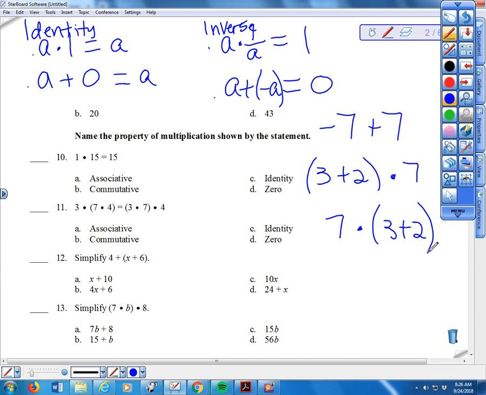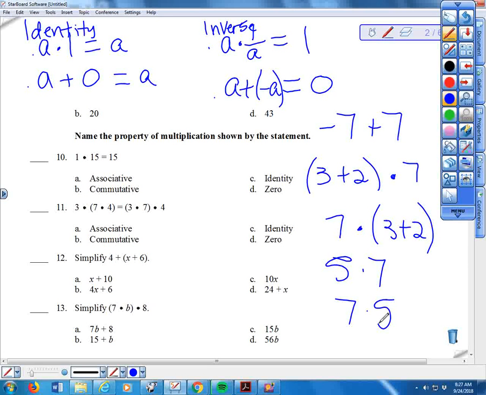This is an example of the commutative property of multiplication, because I'm multiplying this number times 7, and I'm multiplying 7 times this number. Another way to write this: 5 times 7, 7 times 5. You see how I just switched those numbers up, but I'm still multiplying. So this is the commutative property of multiplication. Okay?